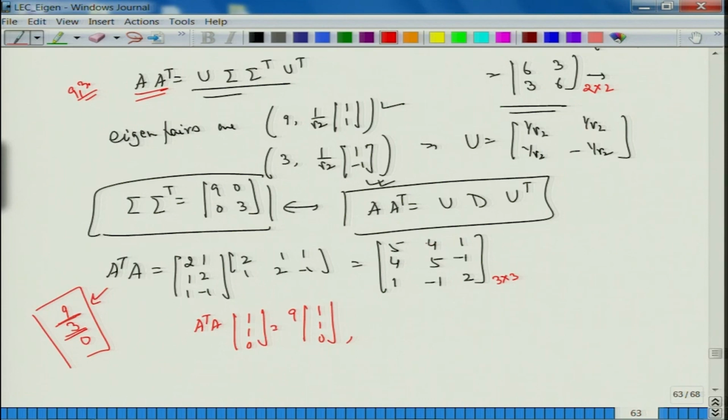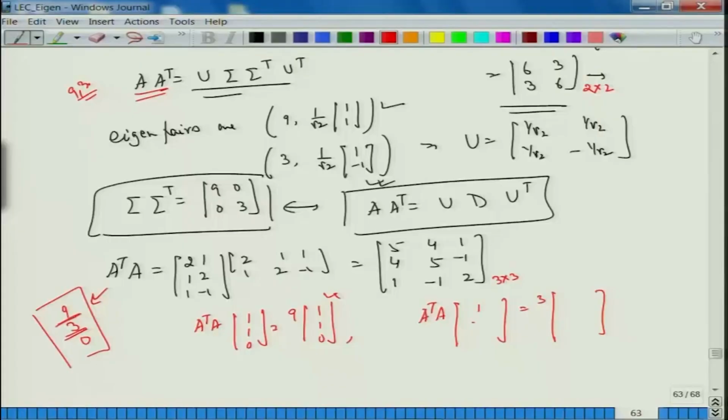So 1 minus 1 has to come somehow. So A transpose A times something, I want it to be equal to 3 times the same vector. See, the idea is that A transpose A is a symmetric matrix, so the eigenvectors have to be orthogonal, all right. So this one eigenvector is already 1 1. So I have to look at 1 minus 1 and then something. So I have to have 1 here, minus 1 here, and something that you need to put. So what should that be?